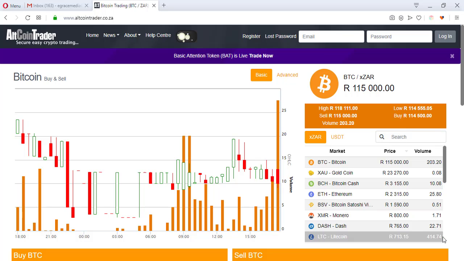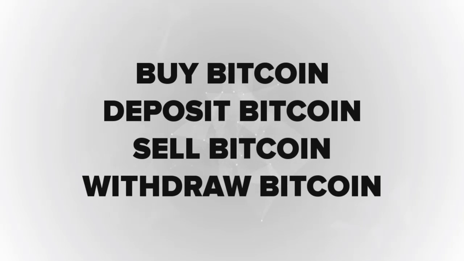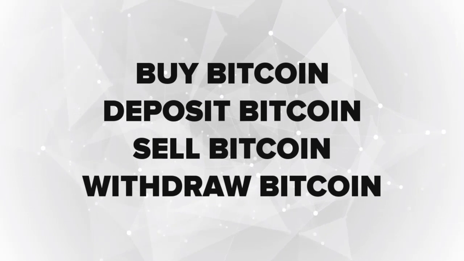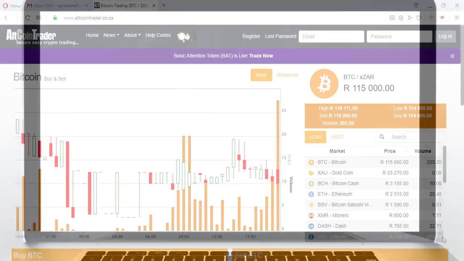So Altcoin Trader is a crypto exchange in South Africa, but it's not limited to just South Africa. You can use Altcoin Trader wherever you are, as long as you are able to deposit and to withdraw. And I'm going to show you the process of how to register an account on Altcoin Trader, and I'm going to show you how you can buy Bitcoin, how you can deposit Bitcoin, how you can sell your Bitcoin, and how you can withdraw your rands inside Altcoin Trader. So without further ado, let's get into the Altcoin Trader website, and I'm going to show you how to do the things that I said.